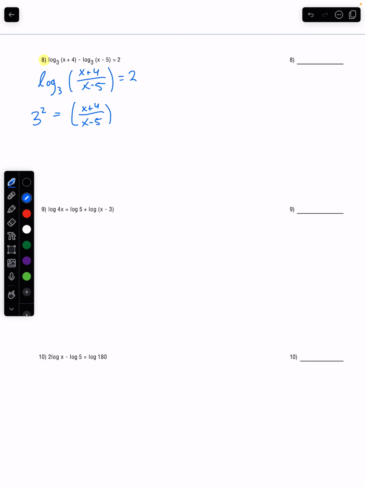Then we want to multiply both sides by x minus 5. Cancels that out. Makes our left-hand side 9x minus 45. Makes our right-hand side x plus 4. Shuffle the terms around. Get 8x equals 49, which if you divide both sides by 8, gives us x equals 49 over 8.